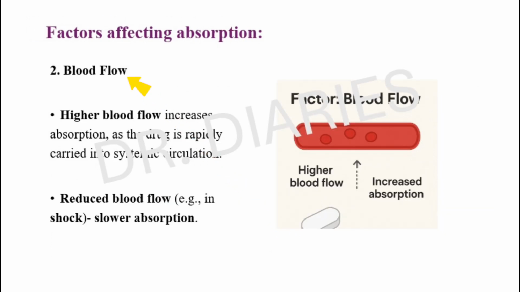2. Blood flow to the absorption site. It refers to the circulation of blood at the site where the drug is administered. Drugs must be picked up by blood vessels to enter systemic circulation. How it affects absorption. High blood flow has faster absorption of the drugs, e.g. muscles. Low blood flow has slower absorption, e.g. fat tissue or during shock. Example, in shock or hypothermia, blood flow to the skin and gut is reduced, slowing drug absorption.